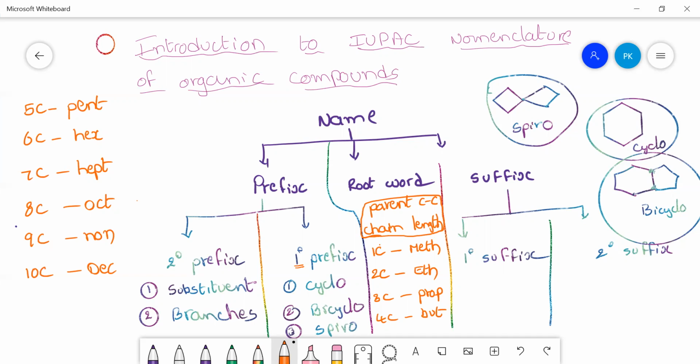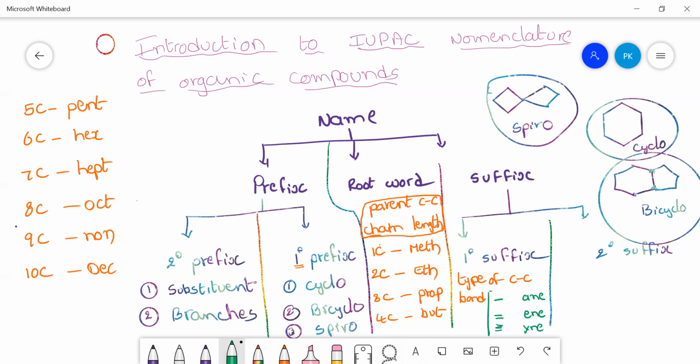Coming to the primary suffix. After writing the root word, immediately you have to look for the type of carbon-carbon bond in the parent chain, students. If it is only a single bond, then we have to use the word ane. If it has a double bond, you have to use "ene." If it has a triple bond, then you have to use "yne."